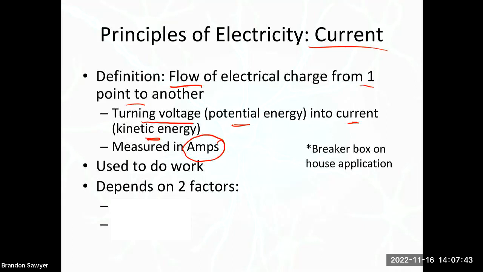This is the energy in electricity actually doing something. It's flowing towards something to do some kind of work, right? And it depends on two factors. First of all, how much driving force did we have behind the electricity in the first place? That's our voltage. And then, how much resistance to flow was there?